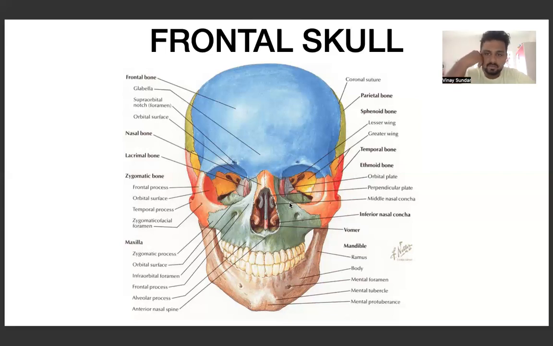So all these need to be recognized, but make sure, I repeat, the 7 bones of the orbit are the sphenoid, frontal, zygomatic, ethmoid, lacrimal, maxilla, and the palatine.